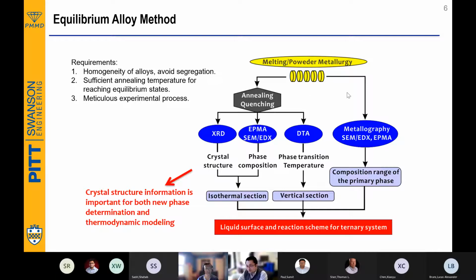But then you melt the sample and section it, and then do XRD to measure the crystal structure, use SEM and EPMA to measure phase composition, and do DTA to measure the phase transition temperature. Therefore, you can determine different phase diagrams with isothermal and vertical sections. Or sometimes you directly determine the microstructure and study the solidification microstructure, to see what the primary phase is. And actually, for additive manufacturing, you use this kind of thing quite a lot.